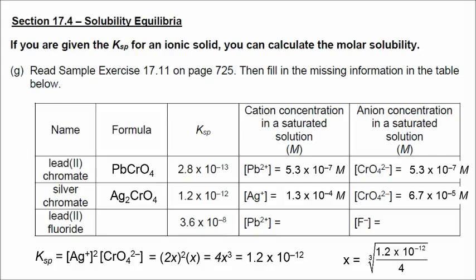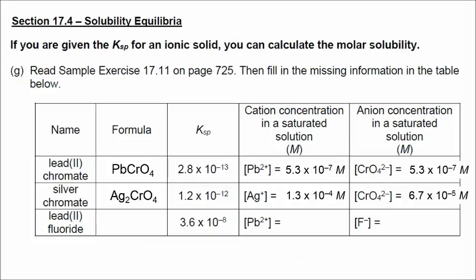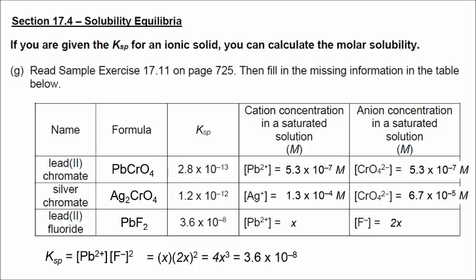Now in our third example, lead fluoride is PbF2. Again, we'll have x and 2x for our concentrations of lead and fluoride. Plugging those values into the KSP expression, we have x times 2x quantity squared, 4x cubed again. Solving for x gives us a value of 2.1 times 10 to the negative 3. That is not only the concentration of lead, it's also the molar solubility of the lead fluoride. And the fluoride concentration would be twice that value, 4.2 times 10 to the negative 3.